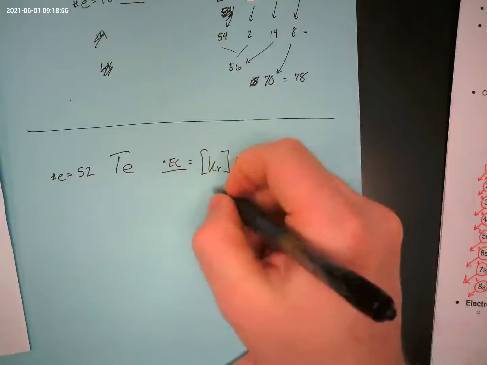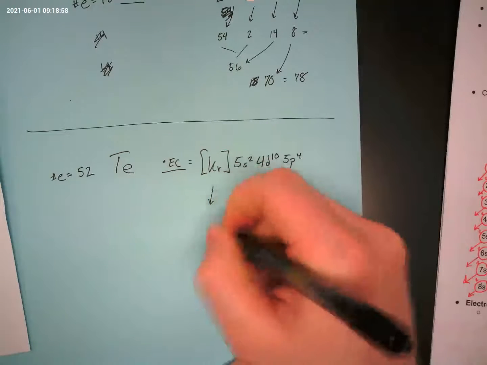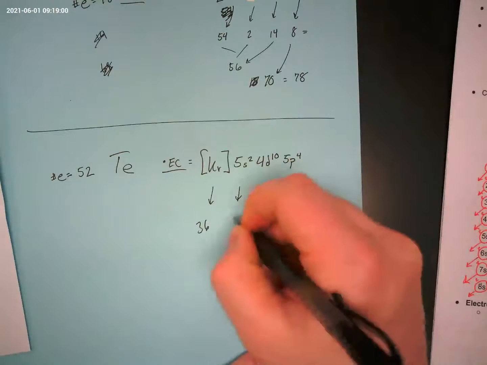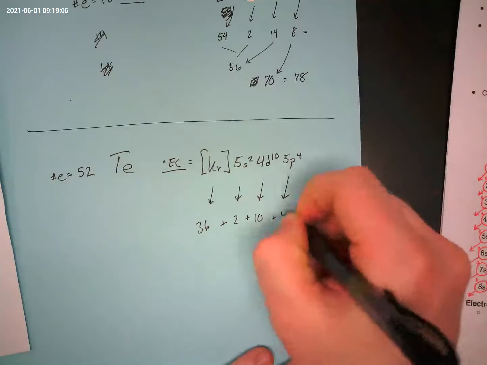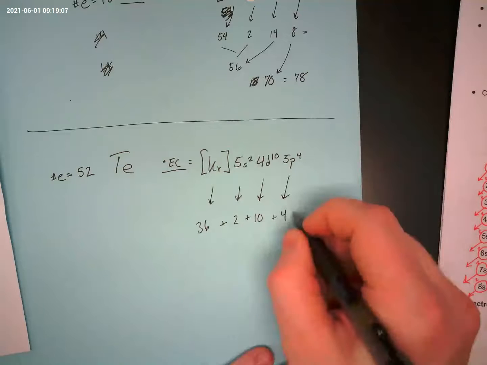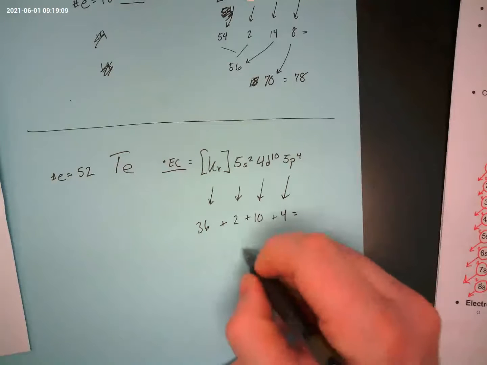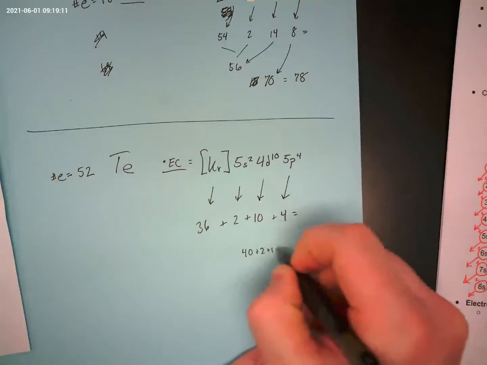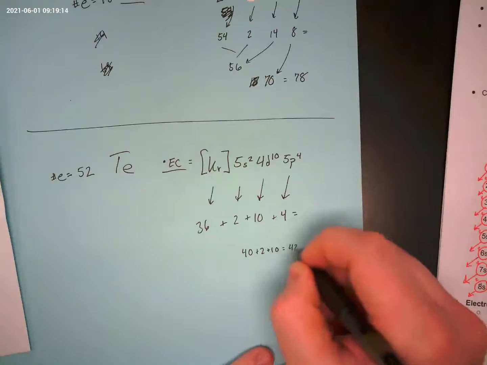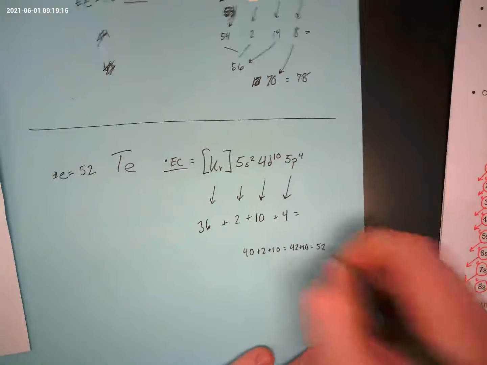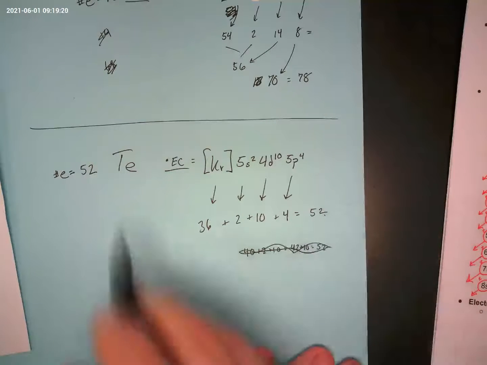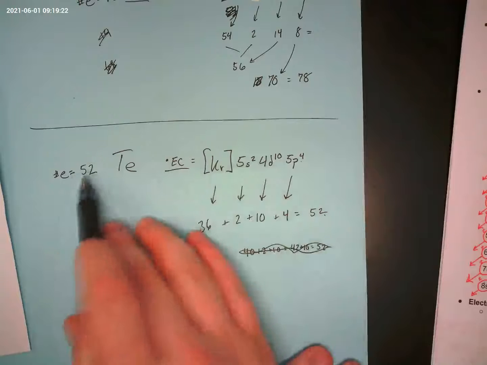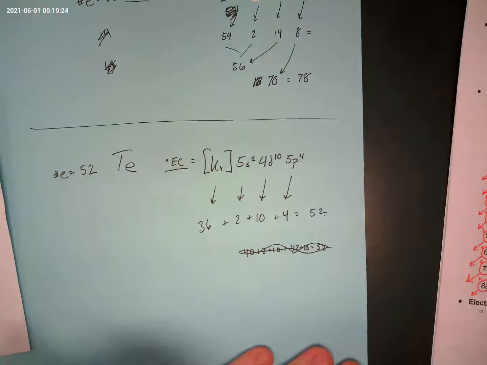Now, again, if you don't trust that, just add them up. It's going to be 36 plus 2 plus 10 plus 4. 36 plus 4 is 40, plus 2 gives me 42, and then plus 10 is going to give me 52. So there are 52 electrons that we're accounting for here. Tellurium has 52 electrons. We should be good to go.